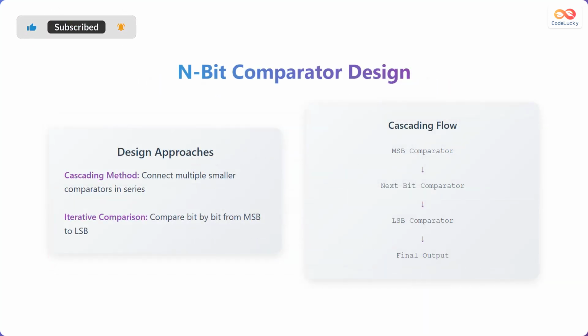For designing an n-bit comparator, there are generally two approaches. The first is the cascading method, where multiple smaller comparators are connected in series. The second is iterative comparison, where bits are compared bit by bit, starting from the most significant bit, or MSB, to the least significant bit, or LSB. In the cascading flow, the MSB comparator passes its result to the next bit comparator, and so on until the LSB comparator provides the final output.